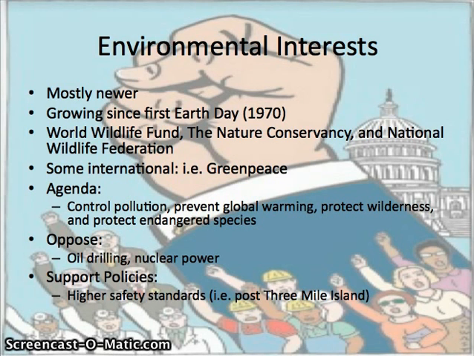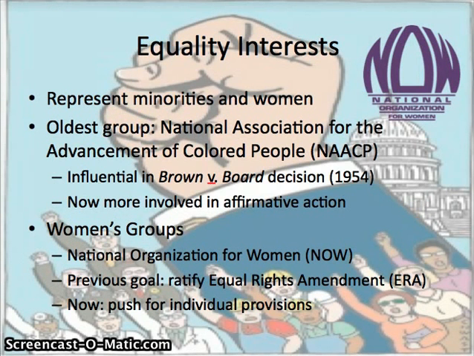Another type of interest group, equality interests, okay, and these are interest groups that represent minorities as well as women. Even though women make up more than half the population, they're still considered minorities, right? The oldest existing equality interest group is the National Association for the Advancement of Colored People, or the NAACP, and most of their dominant goals have been for equality at the polls, in housing, and in education. And they are best known for their influence over the Brown versus Board decision in 1954.